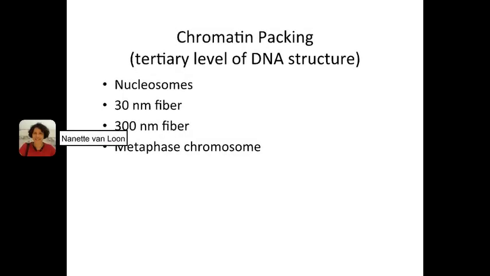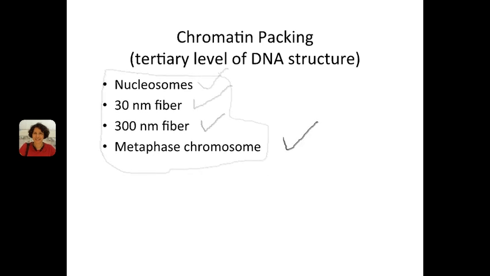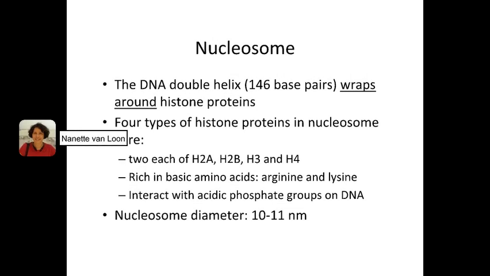The tertiary level of DNA structure takes us from the nucleosome all the way to the metaphase chromosome in increasing levels of DNA condensation. So we have the nucleosome, a 30 nanometer fiber, a 300 nanometer fiber, and then the metaphase chromosome. The nucleosome represents the first level of DNA condensation.